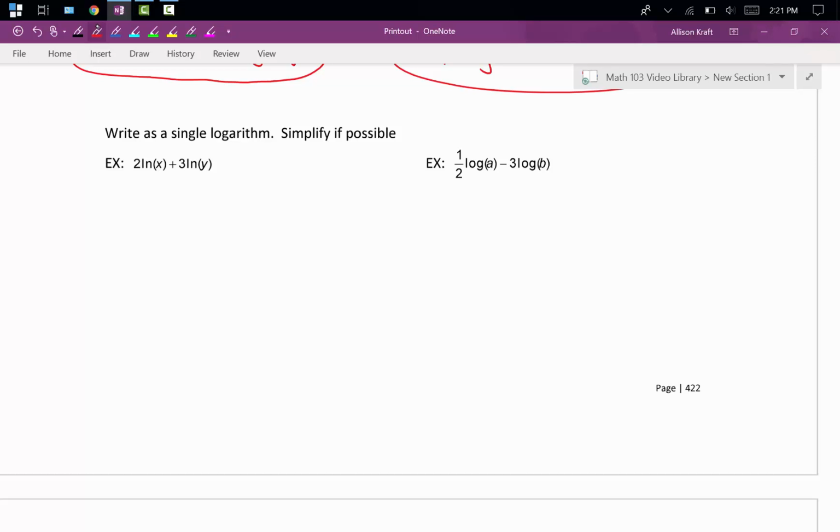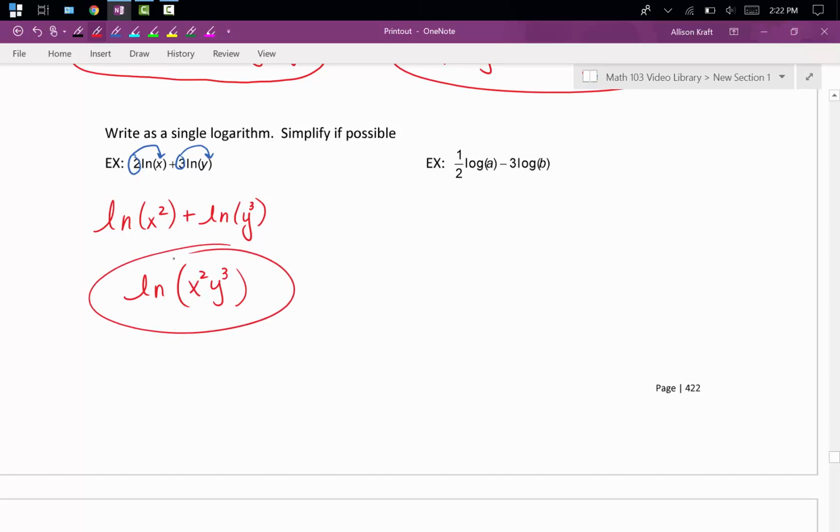Since we're going the opposite direction, we're actually going to apply our properties in the opposite order to combine. When rewriting as a single log, the first thing you want to do is take any coefficients and put them into the argument as exponents. We get the natural log of x squared plus the natural log of y to the 3rd. We have these two logs that we're adding together. We can combine logs by multiplying their arguments. We get a final answer of natural log of x squared times y to the 3rd.